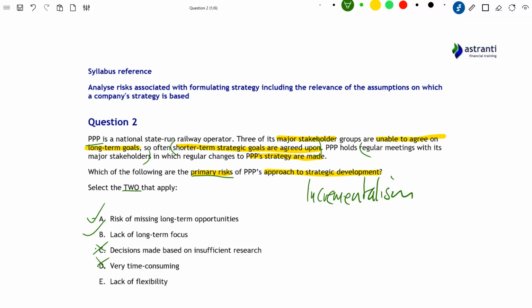And our final answer is a lack of flexibility. Well, we know that one of the characteristics of incrementalism is its frequent small strategic changes. Now, this makes it very flexible. And so lack of flexibility is not a risk. And we were correct with our first 2 answers, A and B. Now on to the next question.